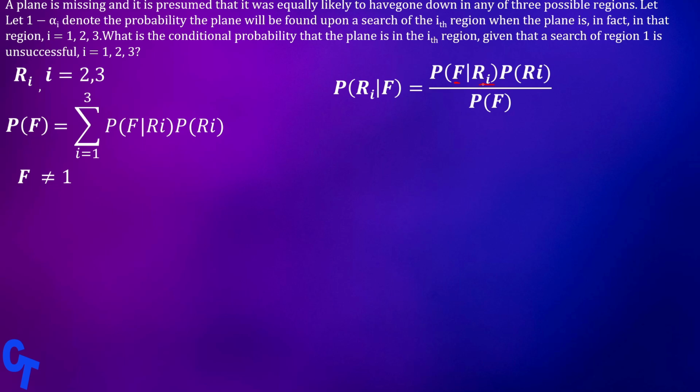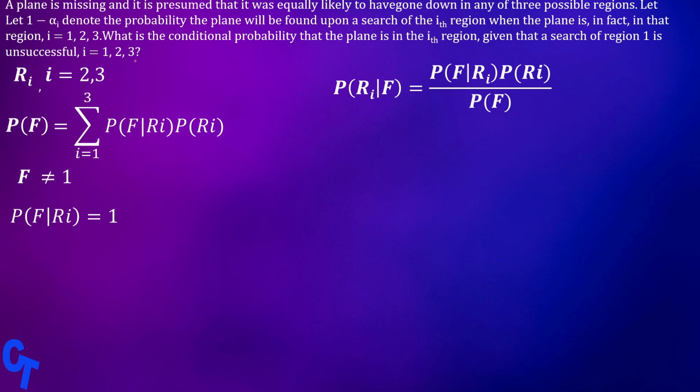But we are told that the search in region 1 is unsuccessful. So we know that i ranges from 2 to 3. So if a plane is in region 2, the probability of not finding it in region 1 is certain. You can't find the plane in region 1 when it is in region 2, because there's only one plane. So the probability of not finding the plane in the Ri region is going to be 1, right? Because yes, it's certain you're not going to find the plane. And if we know that something's not going to happen, if we are certain, the probability will be 1, right?